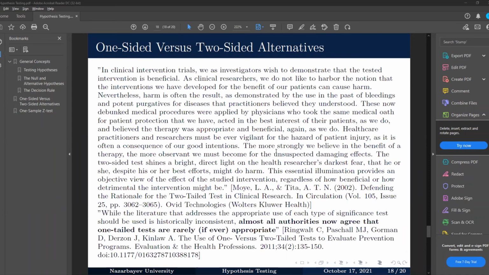And here is some good literature giving valid reasons why tests with one-sided alternatives should not be used. And here's one phrase from it: almost all authorities now agree that one-tailed tests are rarely, if ever, appropriate. And most journals, especially clinical journals, would require that you use two-tailed tests.